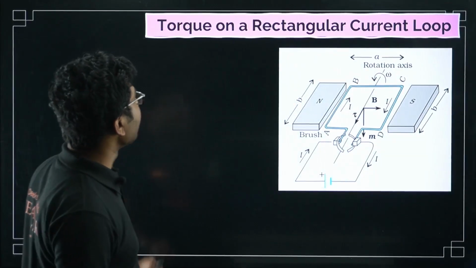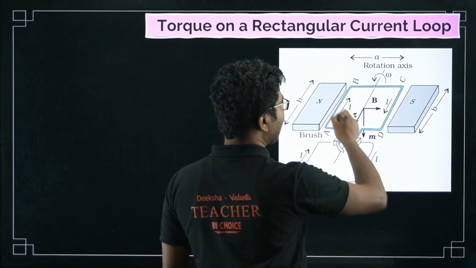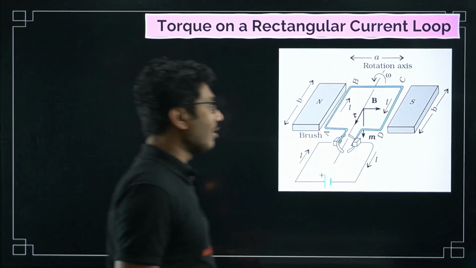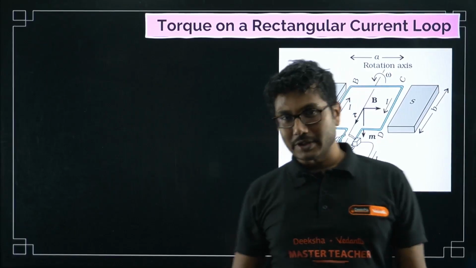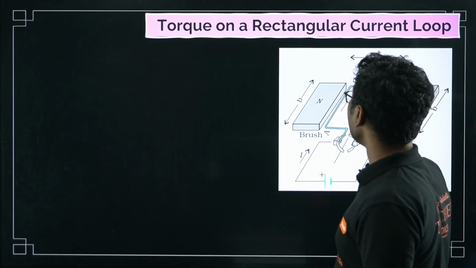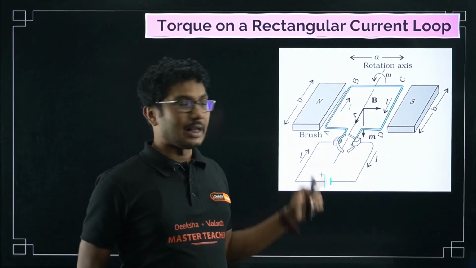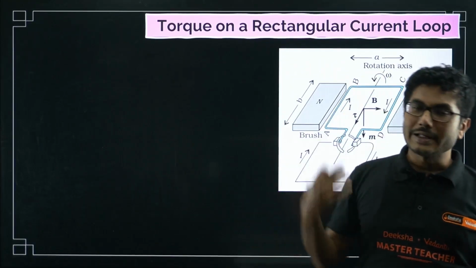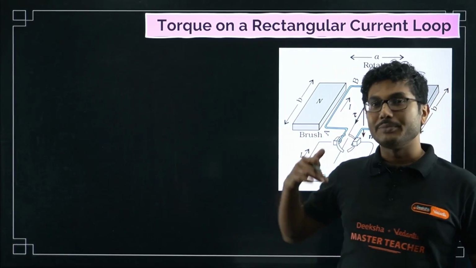Now let's look into the torque on a rectangular current carrying loop. If you consider a current carrying loop like this kept in a magnetic field, then it will experience a torque. One arm will experience a force in the upward direction, another arm will experience a force in the downward direction, so that will make the loop rotate. That is the basic principle of a motor. If you are sending current through a coil and that coil is situated in a magnetic field, that helps the coil to rotate.